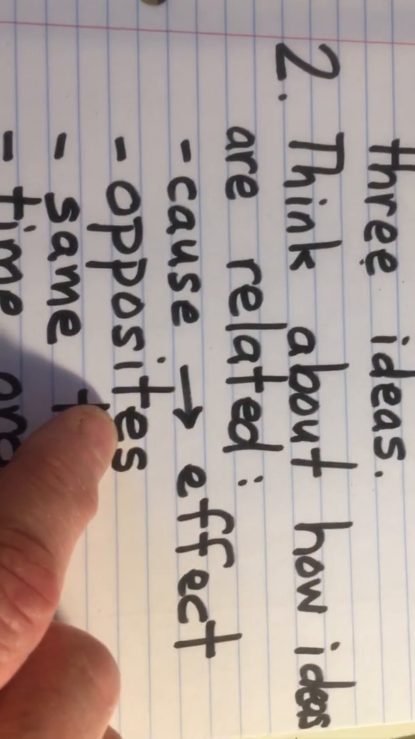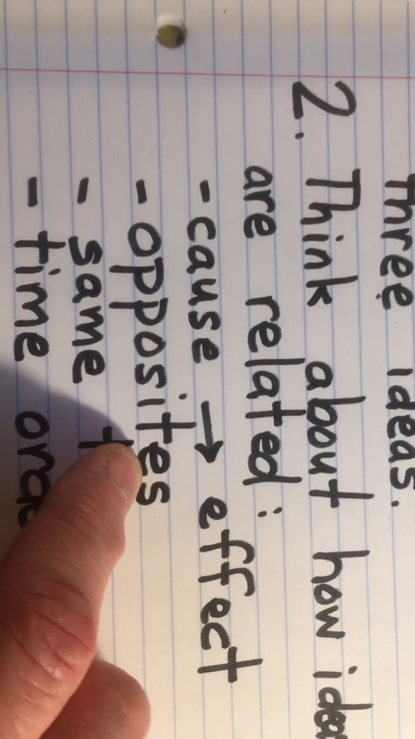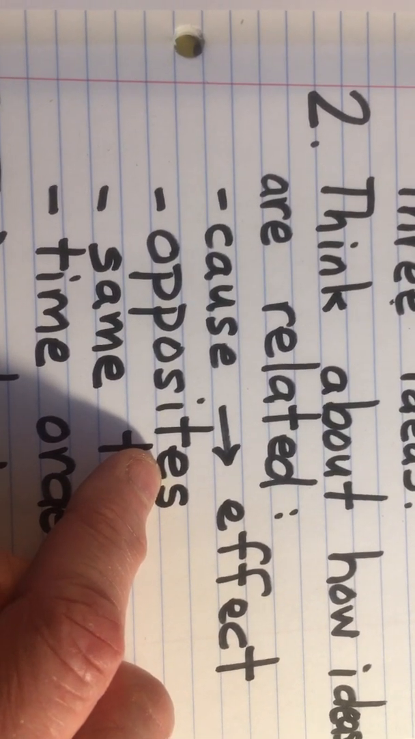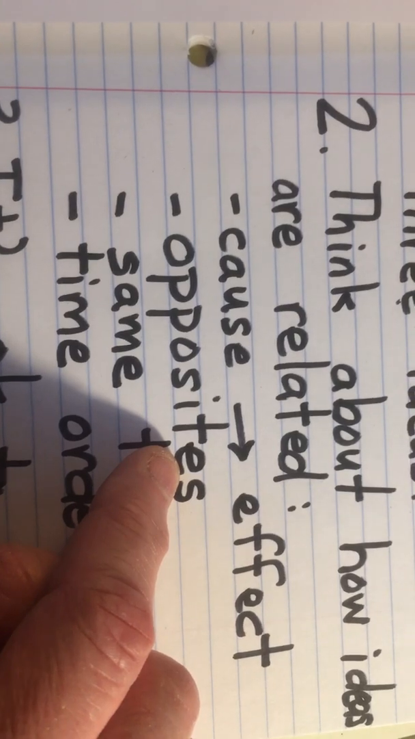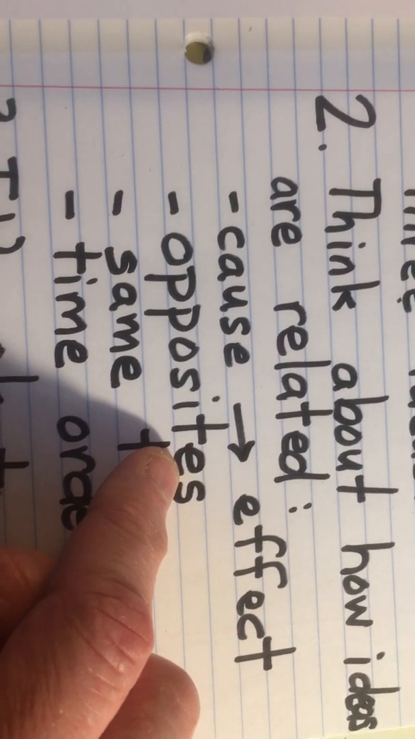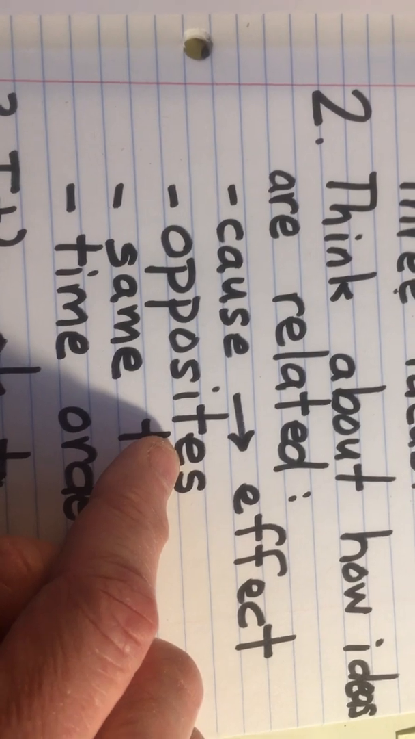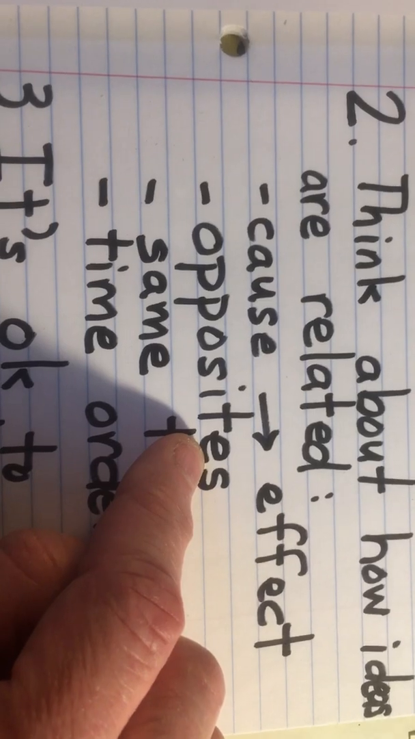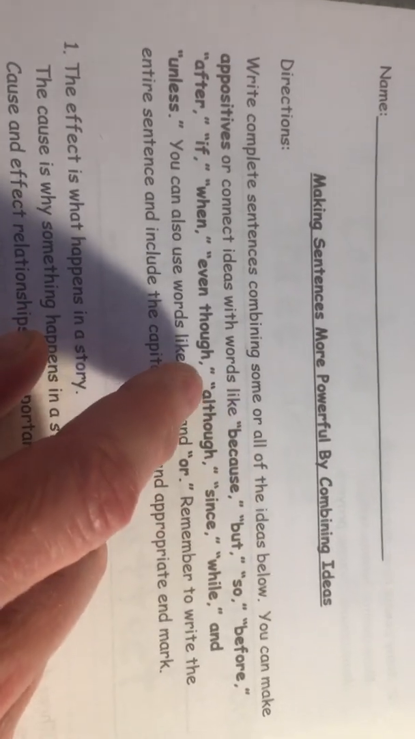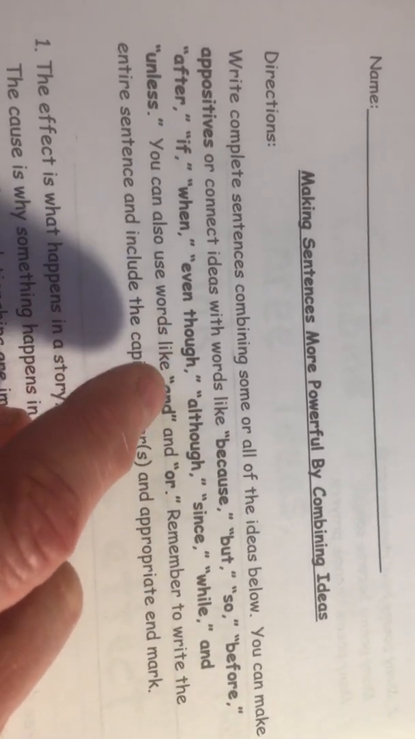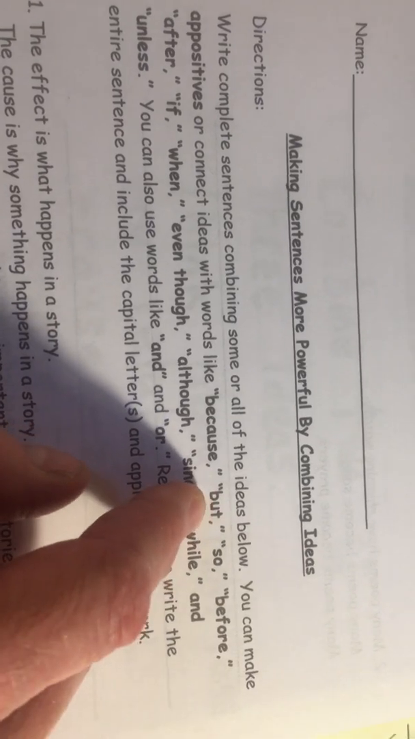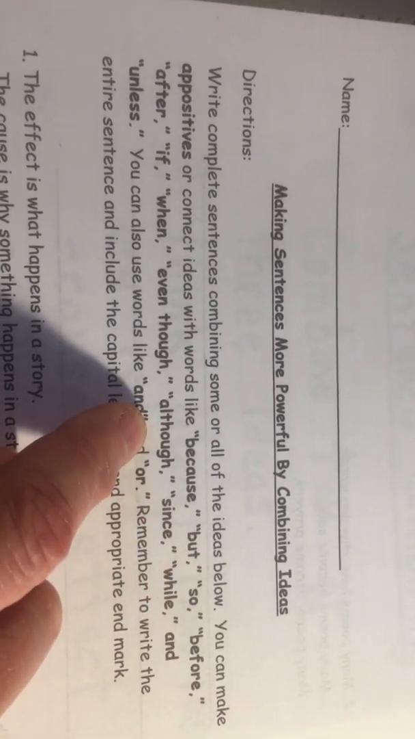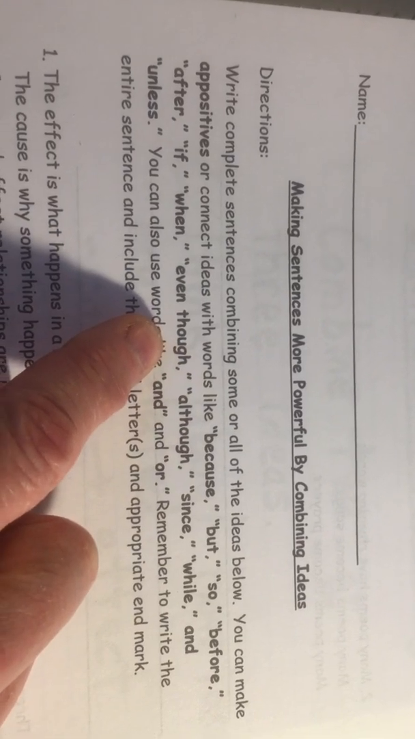Some relationships are opposites. In other words, the thing going on in one sentence might be the opposite of the thing going on in another sentence. For example, if one picture was black and the other is white, well, those are opposites. So if you're talking about ideas that are opposite, then you might use but, or although, or even though. You might even use while. Okay?